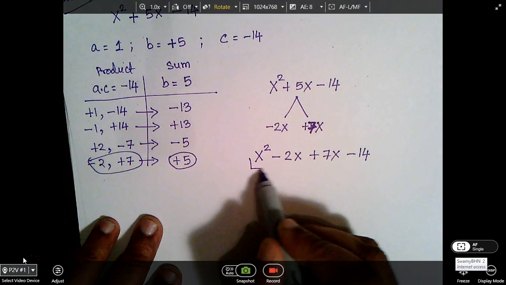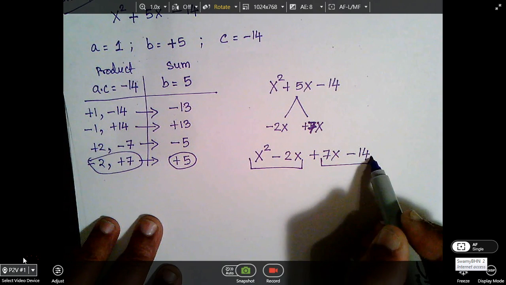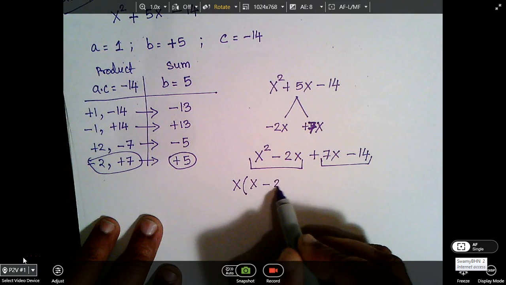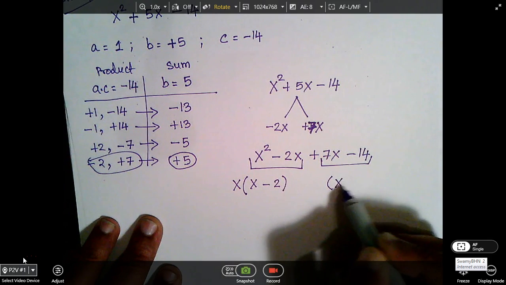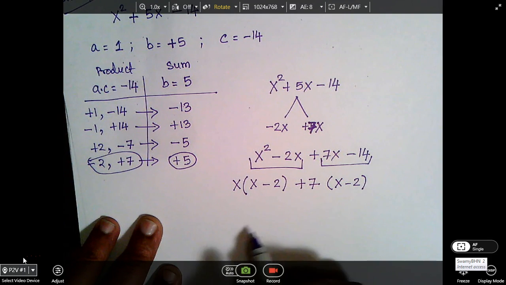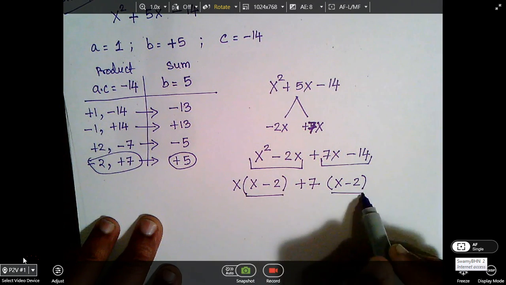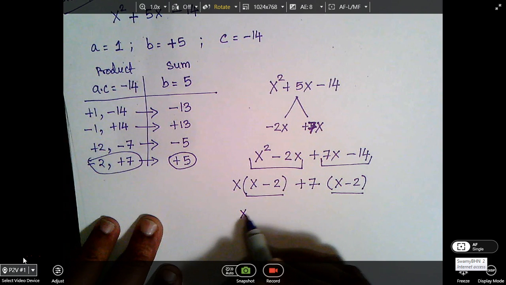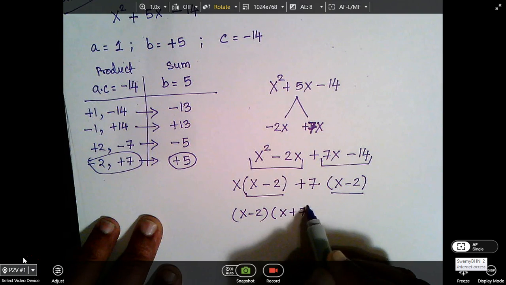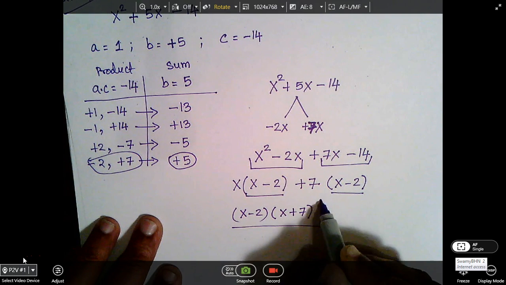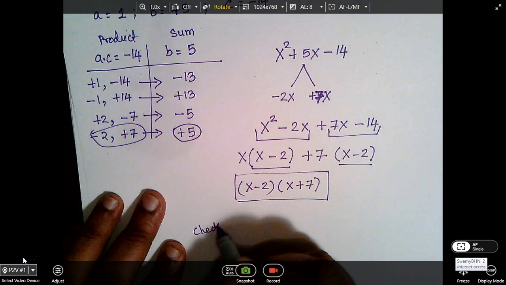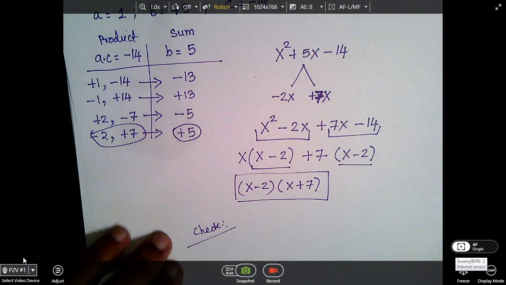So I group it. The common is x minus 2. I have to have the x minus 2. So I pull out the 7, positive 7. So my common binomial factor is x minus 2, and what's left is an x plus 7. So my factors are x minus 2 times x plus 7. You can check your work by multiplying it back to see if you did it correctly.